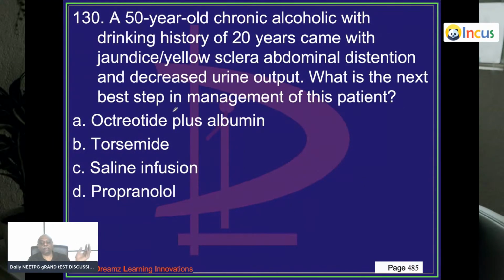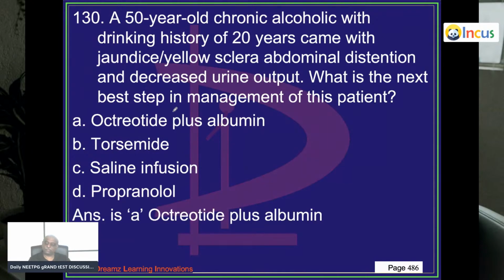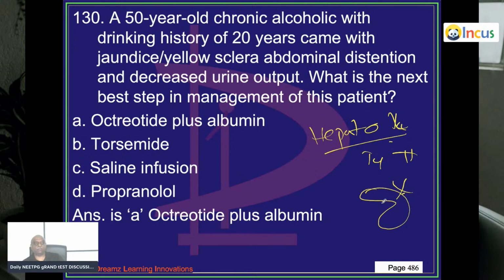50-year-old chronic alcoholic, drinking history of 20 years, jaundice, icteric sclera, octreotide plus albumin. So this is called what? Hepatorenal syndrome. Write it down once more, a favorite topic of examiners, hepatorenal syndrome. It has type 1 and type 2. Hepatorenal means the kidney has no abnormal pathology. Kidney failure because of fundamentally liver pathology is called hepatorenal.